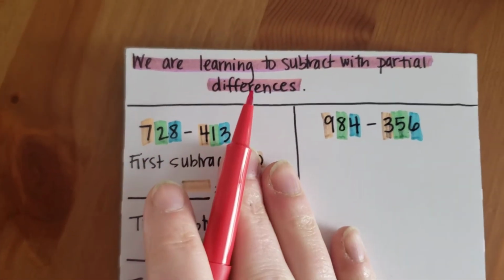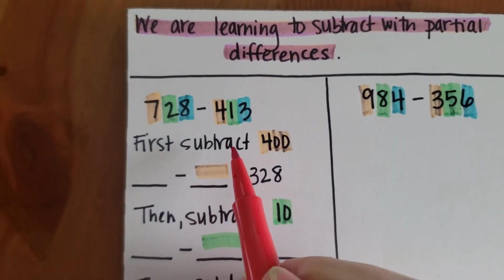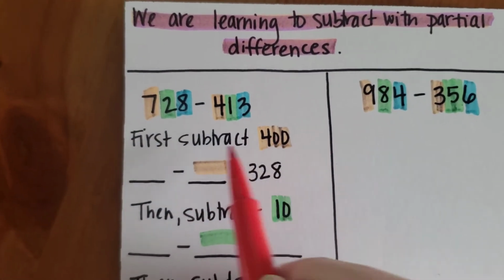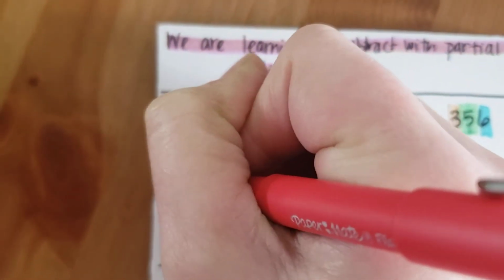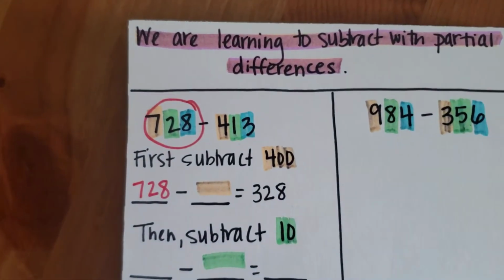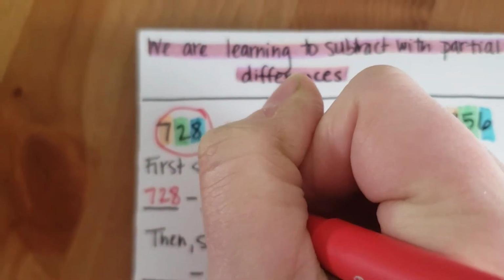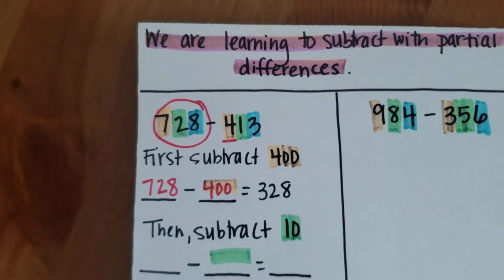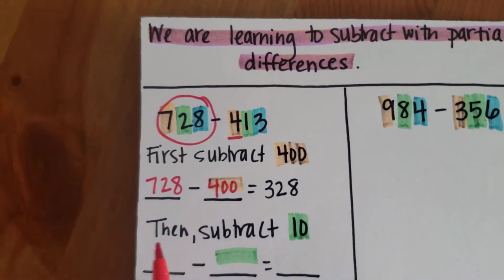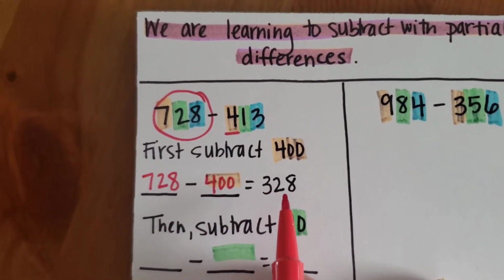When we're subtracting with partial differences, the first thing we do is subtract our hundred spot. In this case, we're going to subtract 400. Our starting number is just what our number is up here. So we have 728, and it tells us to subtract 400, because our 4 is in our hundred spot. So 728 minus 400 is going to equal 328.